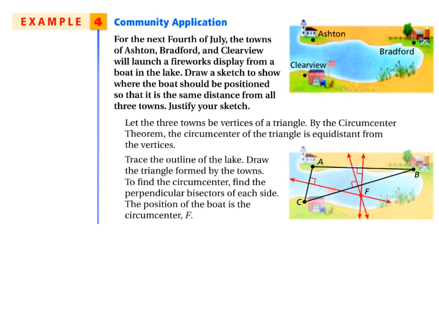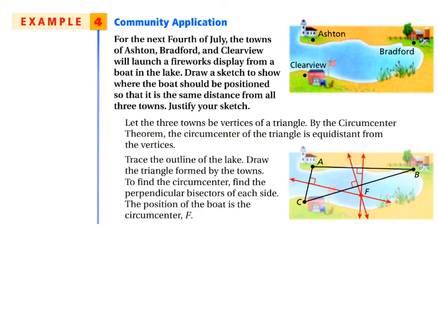All right, example 4. You do not need to write this down, just pay attention. For the next 4th of July, the towns of Ashton, Bradford, and Clearview will launch a fireworks display from a boat in the lake. Draw a sketch to show where the boat should be positioned so that it is the same distance from all 3 towns. Justify your sketch. So I have the answer already here, but let the 3 towns be vertices of a triangle.